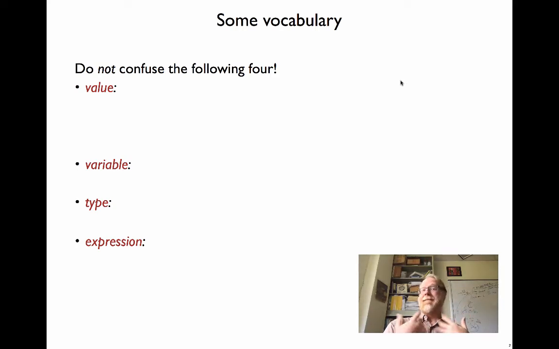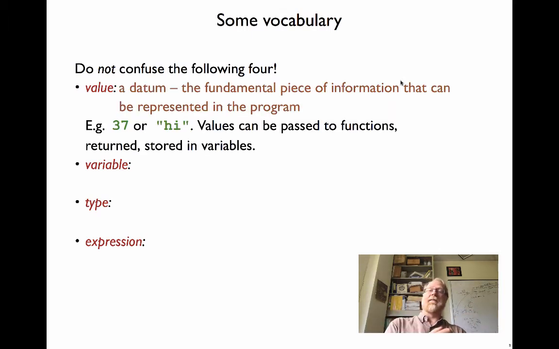Okay, a value. In programming languages, what is a value? And I'm not going to give super technical definitions. You can go look in the book and get really formal definitions that hold up more rigorously, but a value, it's the sort of thing you can pass to a function or get back from a function or put into a variable. Okay, so it's the fundamental piece of information that you can represent in your program.